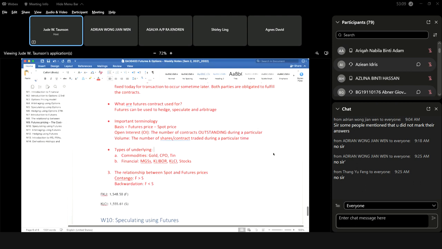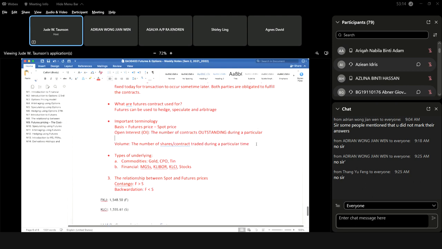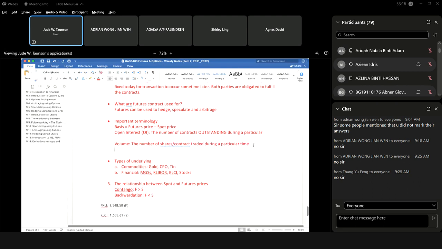Okay. For example. So volume, okay, we discuss the volume first. Not to worry, because I will upload these notes in Smart3. All right, I will upload these notes in Smart3.